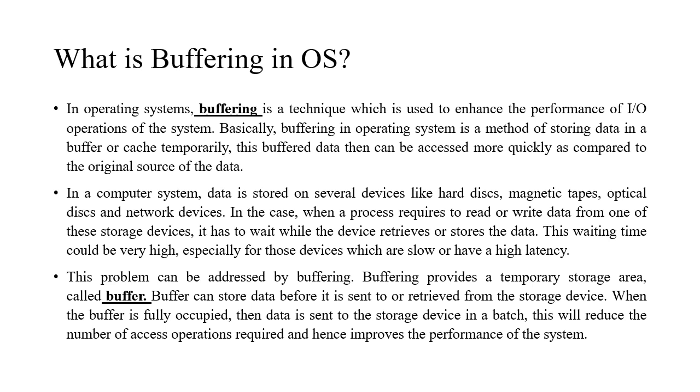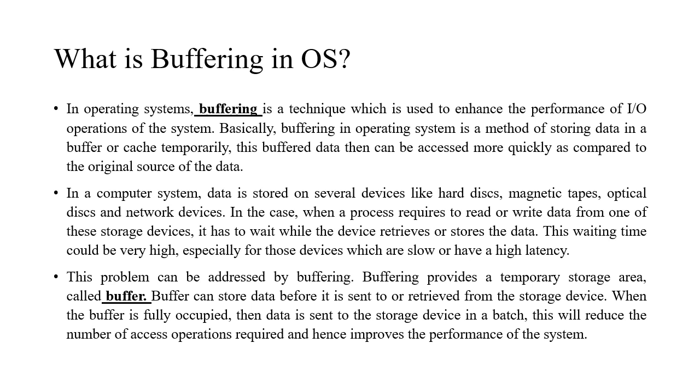So in general, we have a computer system where data is stored in several devices: hard disks, magnetic tapes, optical disks, and network devices. When a process requests to read or write data from one of these storages, to retrieve the data from these devices, it has to wait for some amount of time. When there is an urgency to get some data, this is a disadvantage.